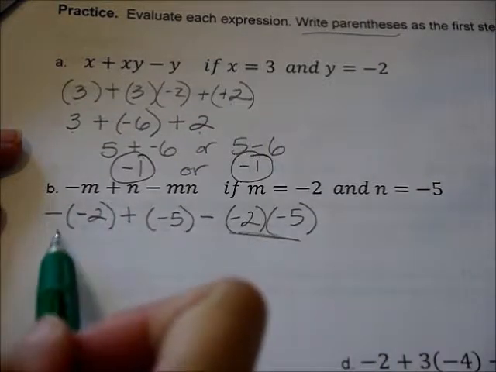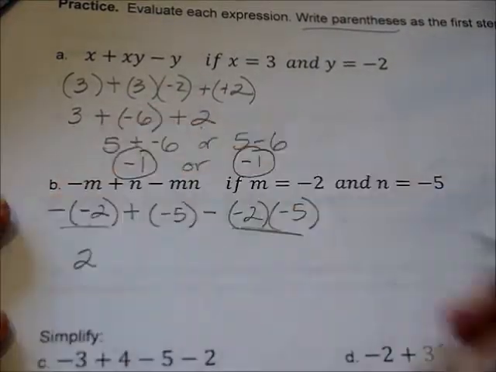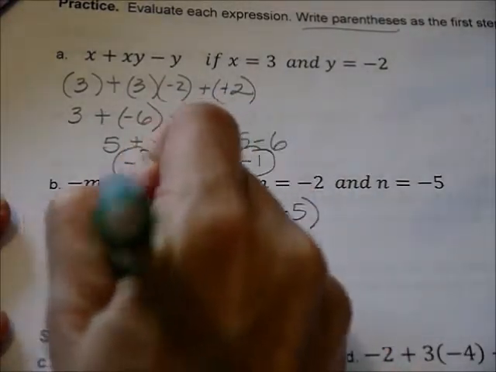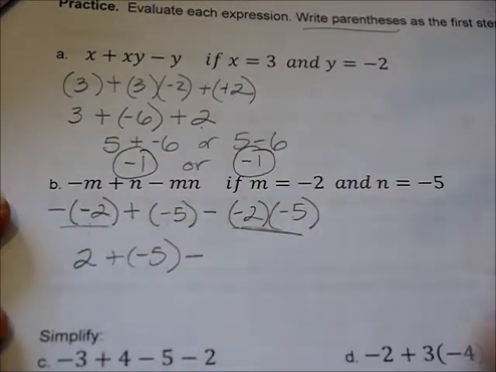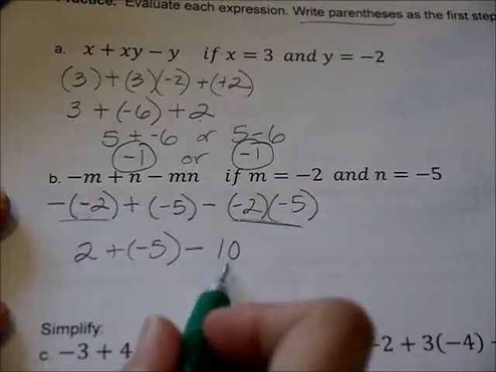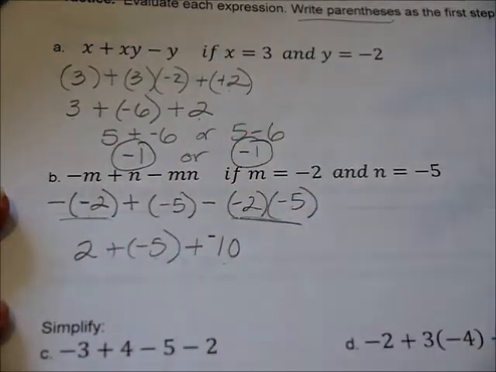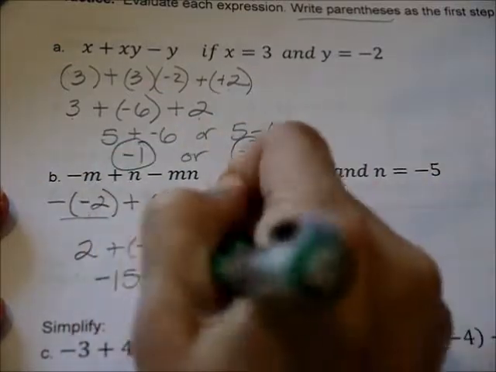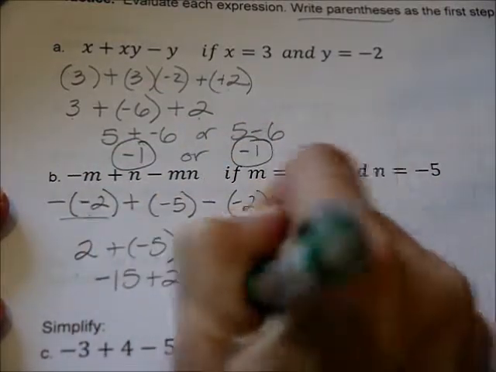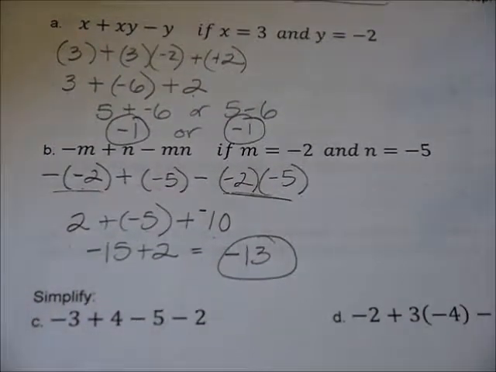Okay, and we can simplify the double negative. So that is positive 2, you can just keep it at plus -5 for the visual, minus, and then -2 times -5 is 10. Okay, now we have 2 and -5 and -10, if you want, you can do that, are the same sign. So that's -15 plus 2, which is -13, because they were opposite signs. So we take one away from the other.